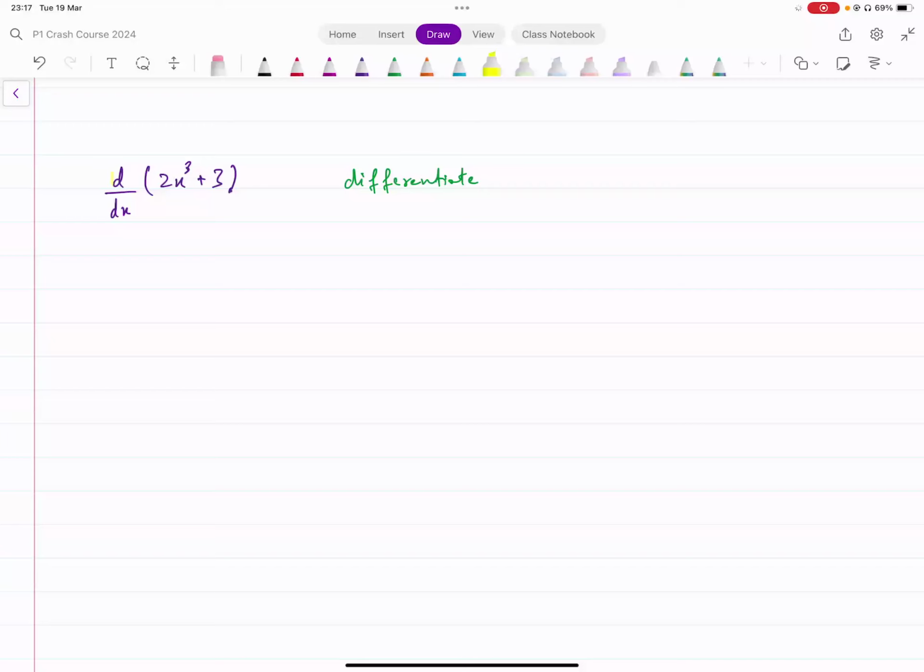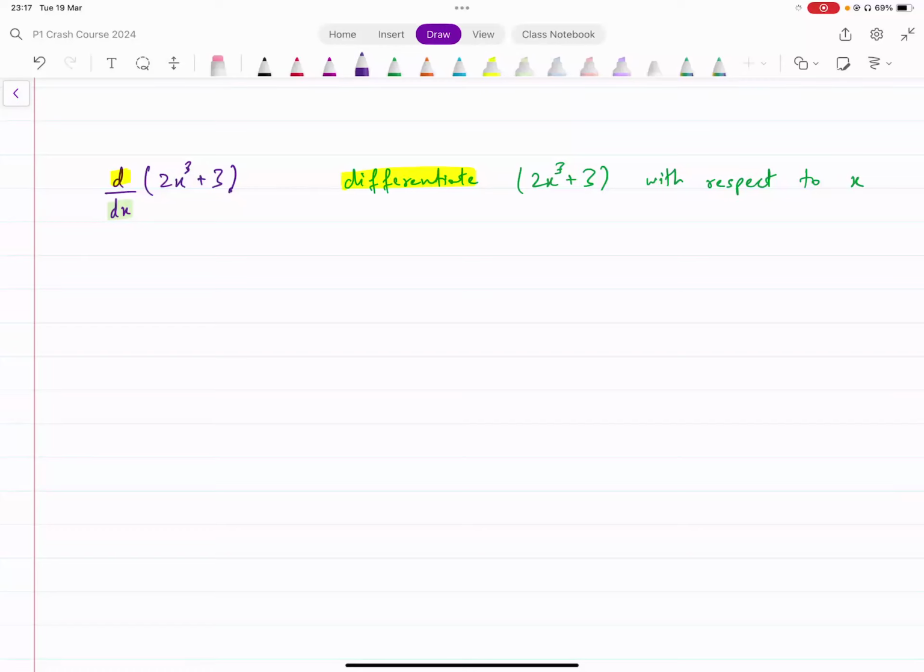What does that correspond to? This d that you've got there. D means differentiate. Okay. Differentiate what? Differentiate this thing, 2x cube plus 3, with respect to x. So x is the variable that this function is defined in terms of. So differentiate this with respect to x. That's the notation that we used to have in differentiation.